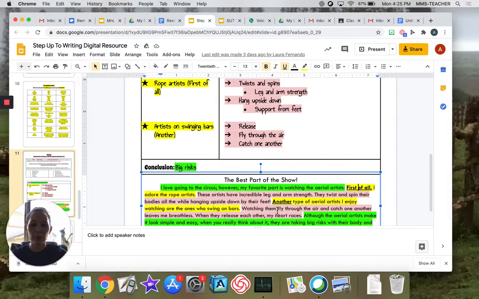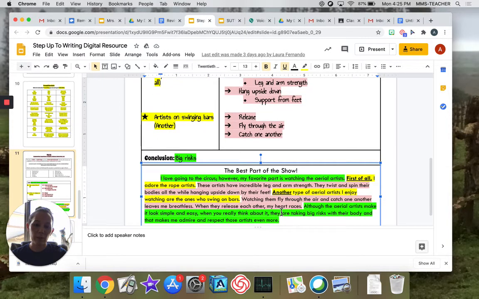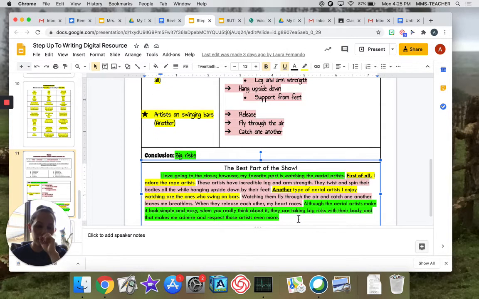Okay, so, well, and I'll finish up with the conclusion. Although the aerial artists make it look simple and easy, when you really think about it, they are taking big risks with their body, and that makes me admire and respect those artists even more. We're going to talk about conclusions tomorrow, so don't worry about this part for now, the conclusion.